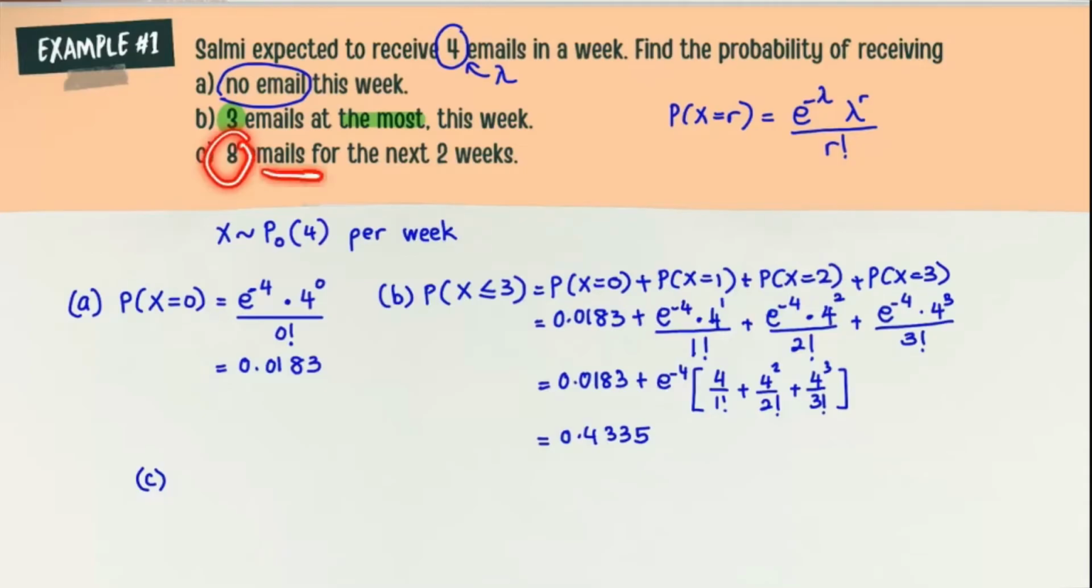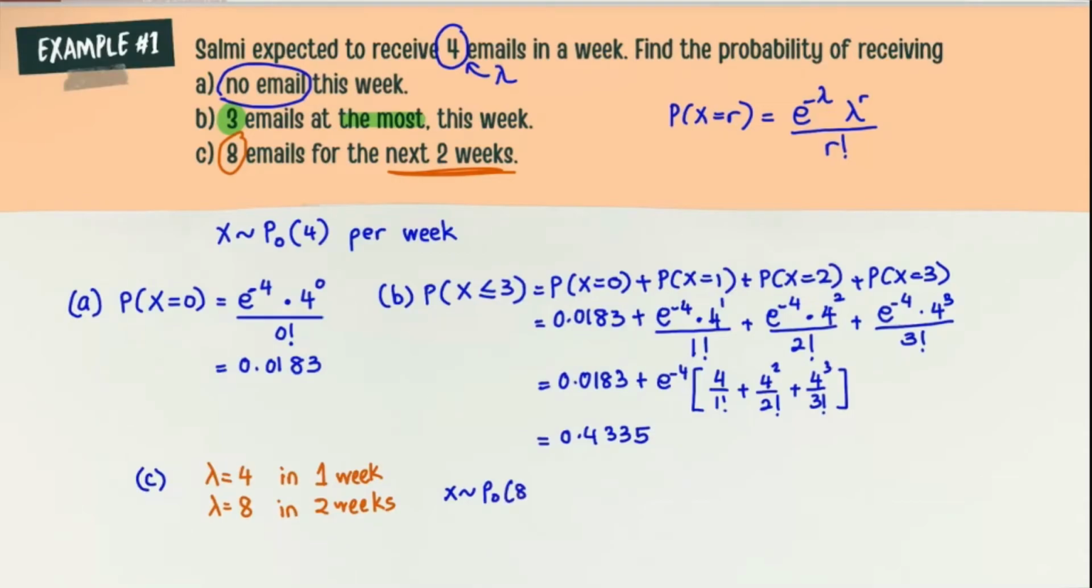8 emails for the next 2 weeks. Okay, kali ni dia bukan cakap tentang 1 minggu dah. Dia kata 8 email untuk next 2 weeks. So, kita tak boleh gunakan lambda 4. So, kali ni kita kena ubah lah. Kalau lambda is equals to 4 in 1 week, in 2 weeks, lambda kita akan sama dengan berapa? Jawapan dia adalah 8. So, now kita punya X will follow Poisson 8 per 2 week. Okay, so ini yang kita akan gunakan untuk soalan C.